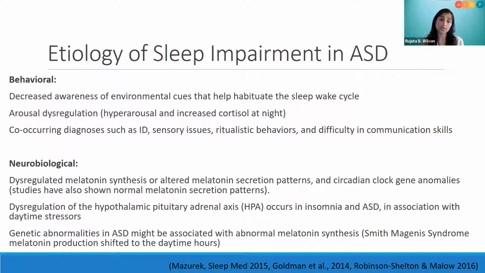And then another insight that we've had on sleep difficulties is with the study of genetic syndromes associated with autism, and some of these genetic syndromes being associated with abnormal melatonin synthesis. So an example of that is Smith-Magenis syndrome, where melatonin production is sometimes shifted to the daytime hours rather than what we expect to be occurring right before sleep.